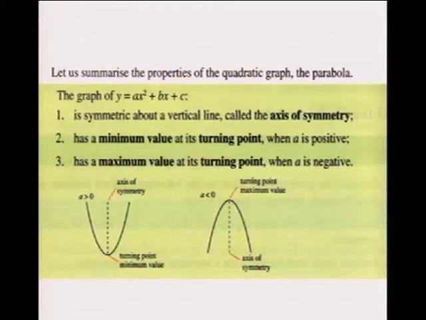Let us summarize the properties of the quadratic graph, the parabola. There you see the parabolas, ax squared plus bx plus c. Number 2, if it has a minimum value at its turning point, then a is positive. So it's, for example, plus 2 or 6 or 10 or 200. If a is less than 0, for example, -6 or -10, then it is turning with a maximum value. The turning point has a maximum value if you have your axis of symmetry.